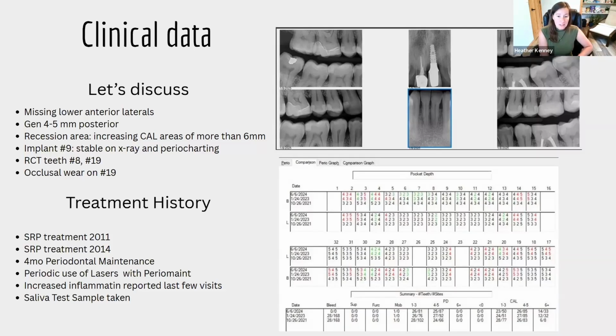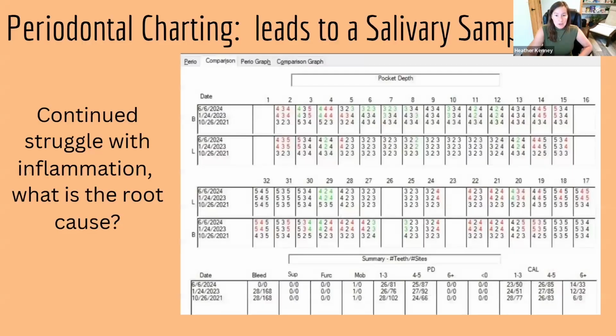SRP was done in 2011 and 2014, and this person has stayed on perio maintenance, 4-month recalls, and they've used laser intermittently. But lately he's been getting a lot more inflammation, so they decided to do a test. So kind of diving in again with the perio charting, that kind of leads to salivary testing.